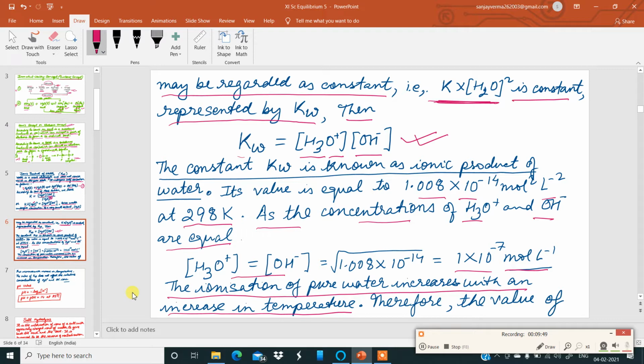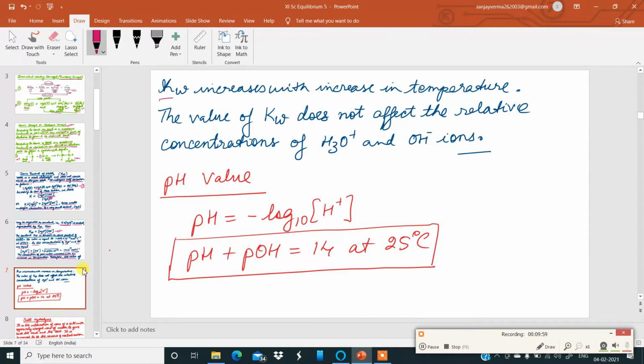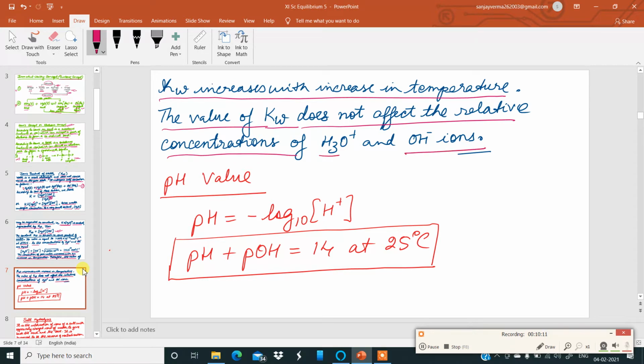With an increase in temperature, the ionization also increases. Therefore, the value of the ionic product increases with increase in temperature. The value of KW does not affect the relative concentration of hydronium ion or the hydroxyl ions. So that was all about ionic product, in very short and brief. The concept should be there in your mind with regard to KW or ionic product.